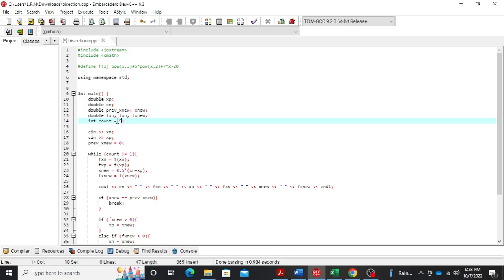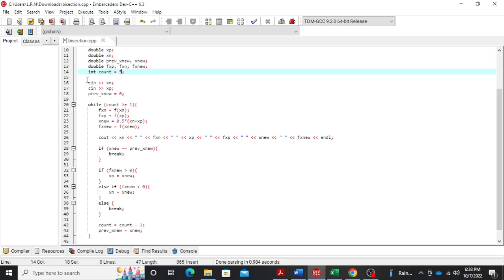What we have here, int count equals 5, meaning we have 5 iterations to start with. By the way, this problem is a sample problem with a maximum of 5 iterations. So we have here input xn and xp, because in the bisection method, you need an xn and xp to calculate x new. This one here, the while count greater than or equal to 1, will continue to run until it reaches the set number of iterations.